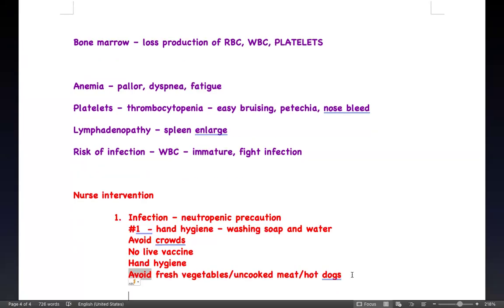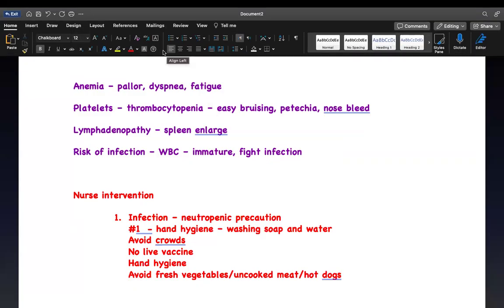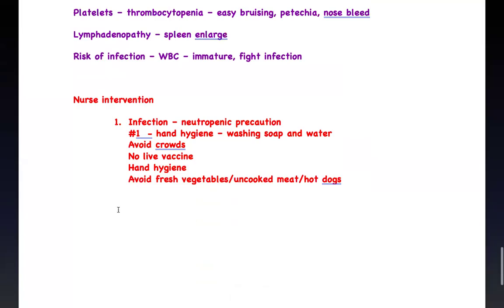Then the next one is basically bleeding. So you teach them about the bleeding issue. So basically, what do you think you tell them? No aspirin, right? Avoid NSAIDs and aspirin products. You can tell them to use a soft bristle toothbrush so that they don't bleed.